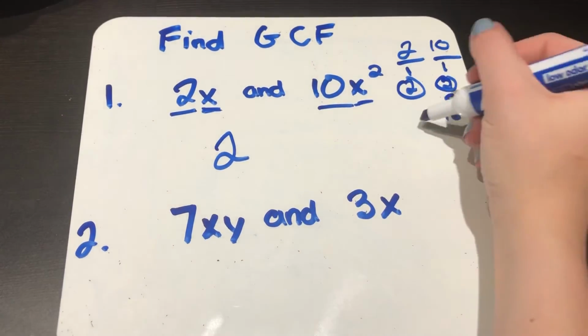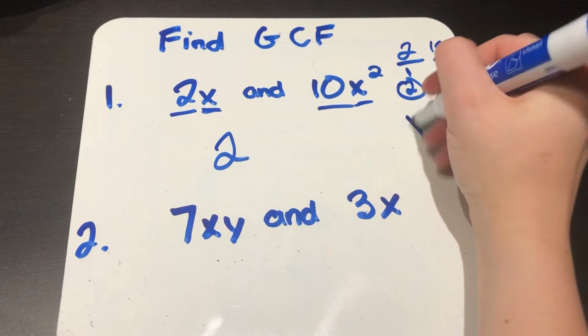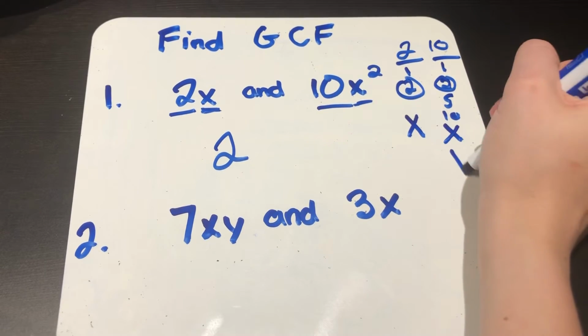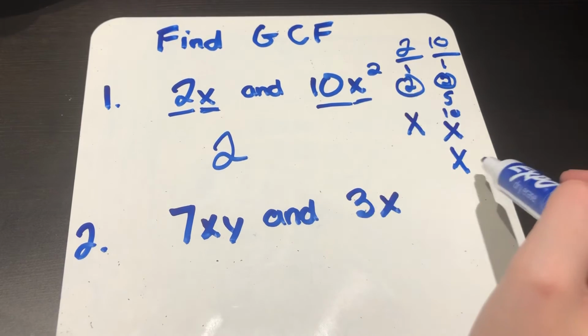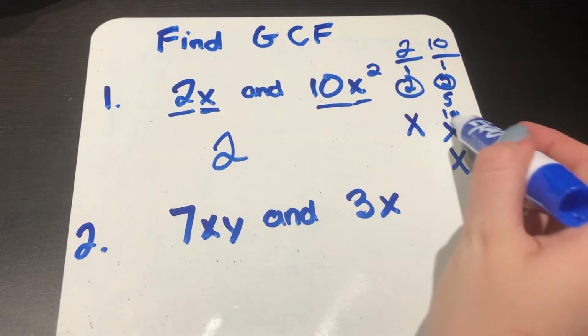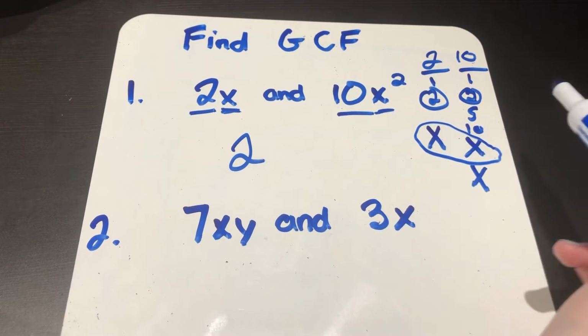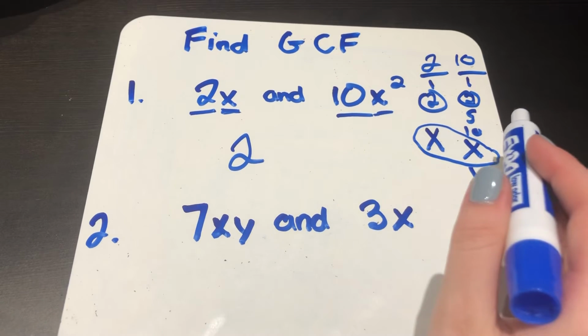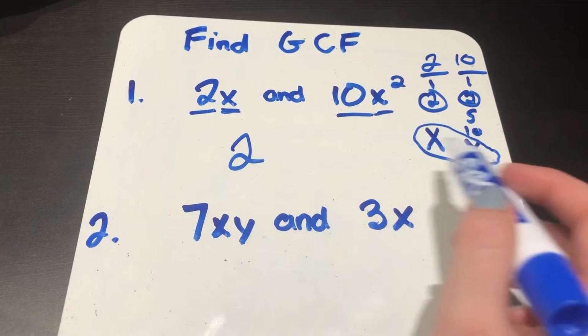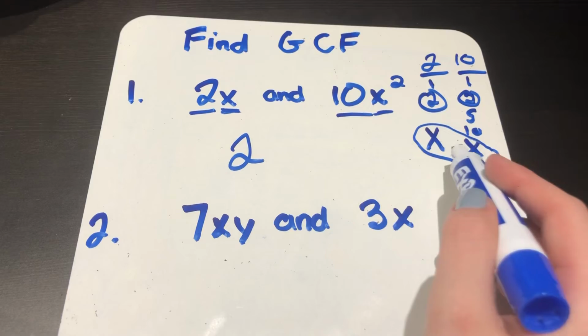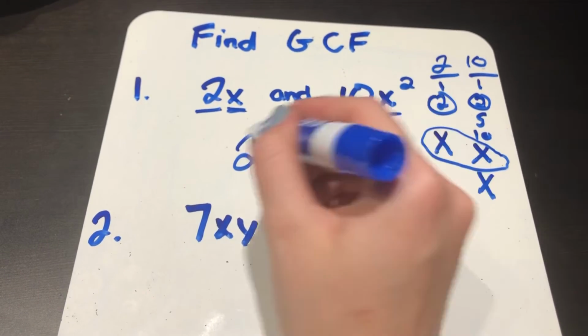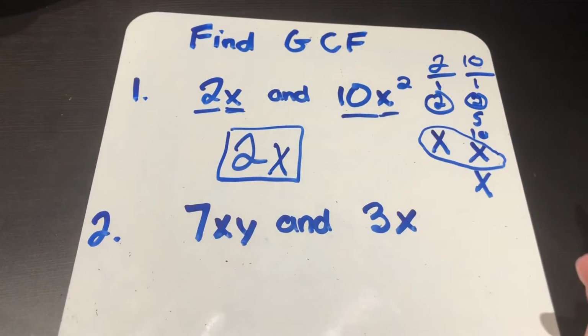Now this one has an X, and this one has 2 X's. So sometimes I like to do this in the list. I'll put an X here, and I'll put 2 X's here, because that 10 has 2. What do they have in common? Well, they have 1 X in common, definitely. But do they have 2 X's in common? No, they don't. They only have 1 X in common. So the GCF is 2X.